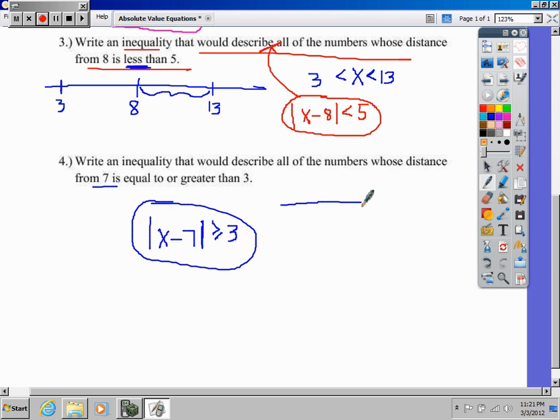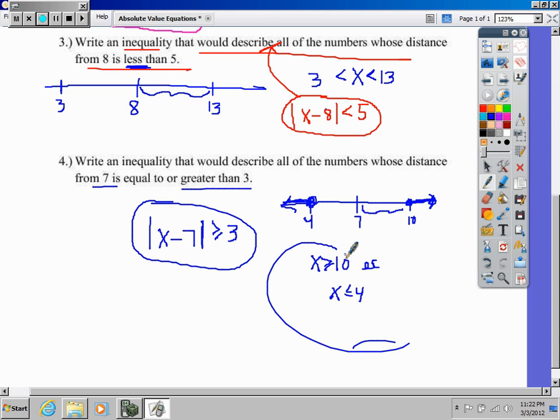In terms of the actual solution, 7 would be here. If I went 3 over to the right, I'd be at 10. 3 to the left would be at 4. It's got to be greater than or equal to 3. So then it could be 10 or more, or it could be 4 or less. So when I put this together, I would have x is greater than or equal to 10, or x is less than or equal to 4. So this would be our solution to the inequality if they want you to do that. Otherwise, you just put down the actual inequality, which is describing the words that they have asked us to describe.